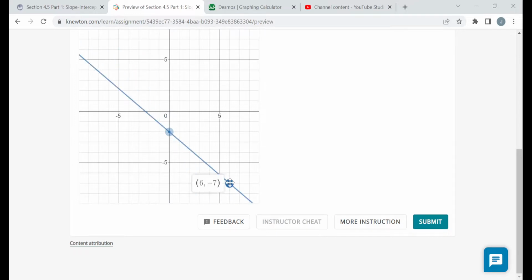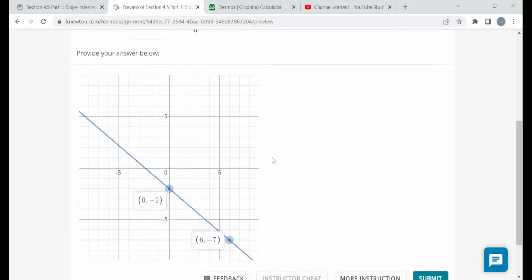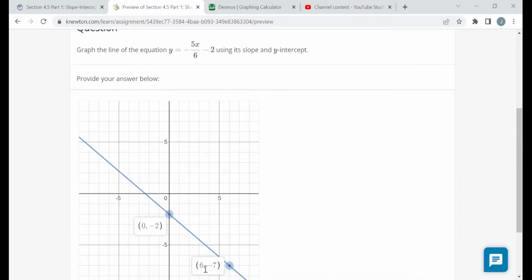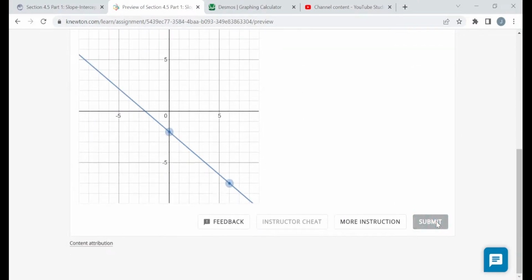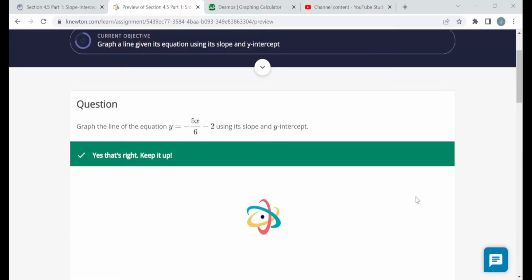And there's the point, 6, negative 7. So 0, negative 2 and 6, negative 7. And again, you can check that, make sure that 6, negative 7 actually satisfies the equation, and it will. Put in 6 for x, negative 7 for y. And there's your line. Great, those should be also pretty simple in my opinion.